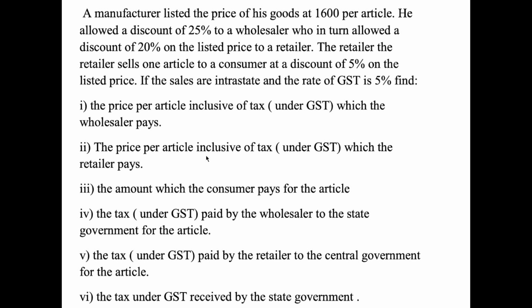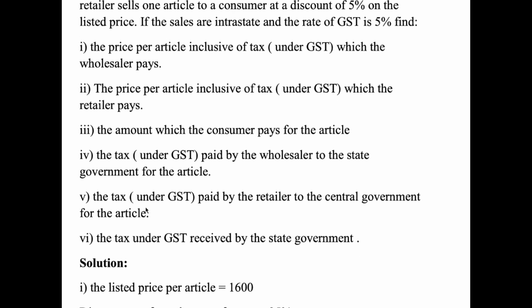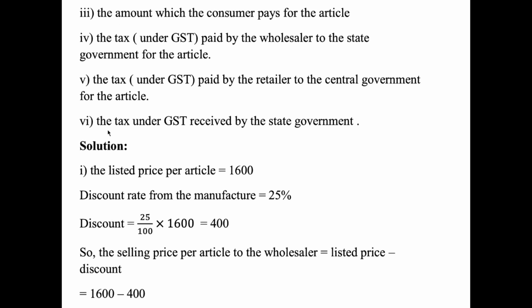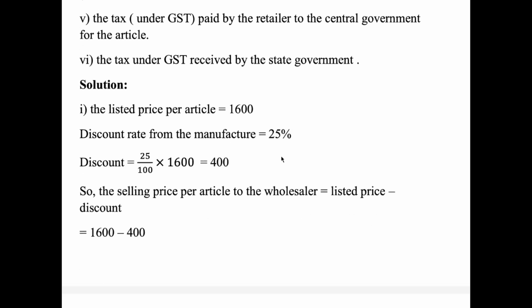Number 2, the price per article inclusive of tax under GST which the retailer pays, the amount which the consumer pays for the article, the tax under GST paid by the wholesaler to the state government for the article, the tax under GST paid by the retailer to the central government for the article, and the tax under GST received by the state government. There are 6 questions, all 6 small questions. Come to the solution part one by one.